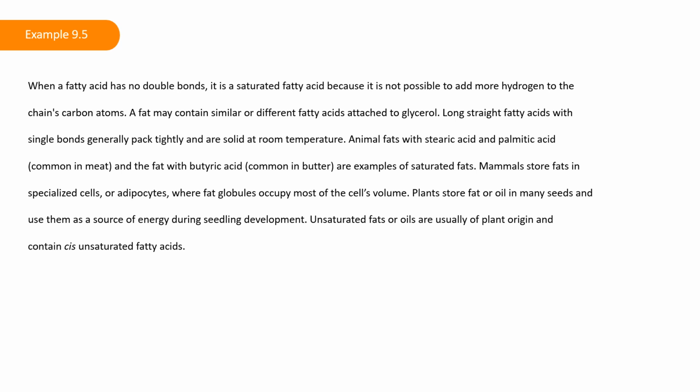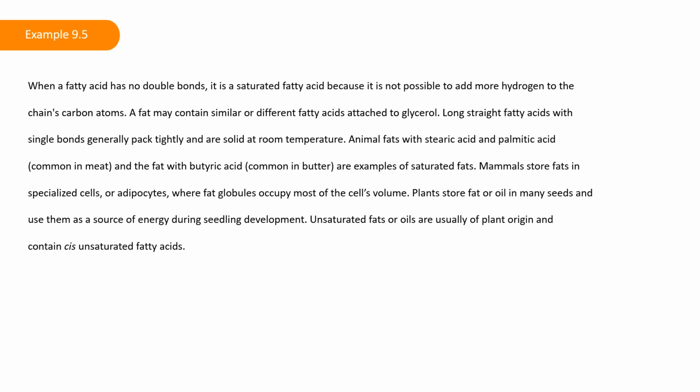A fat may contain similar or different fatty acids attached to glycerol. Long, straight fatty acids with single bonds generally pack tightly and are solid at room temperature. Animal fats with stearic acid and palmitic acid, common in meat, and the fat with butyric acid, common in butter, are examples of saturated fats. Mammals store fats in specialized cells, or adipocytes, where fat globules occupy most of the cell's volume. Plants store fat or oil in many seeds and use them as a source of energy during seedling development.